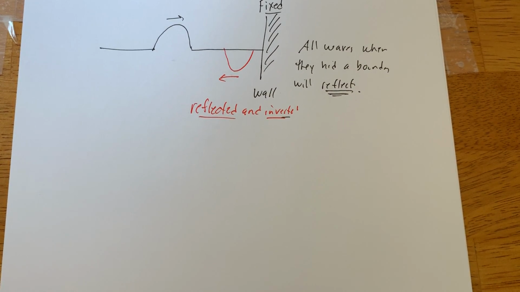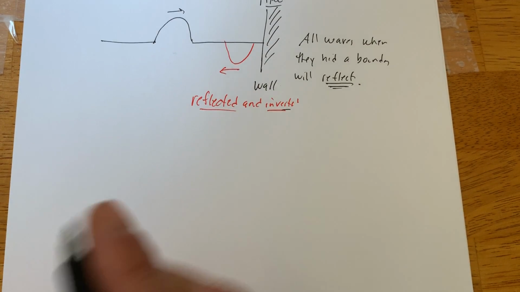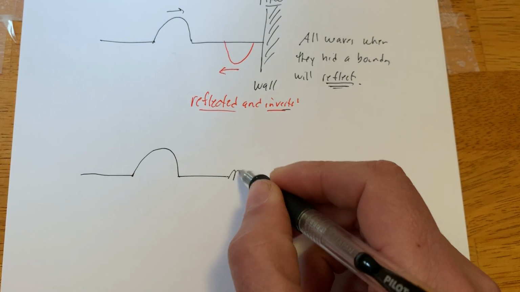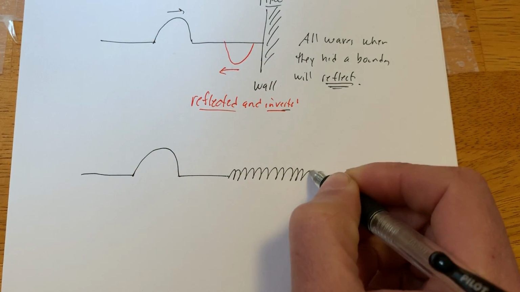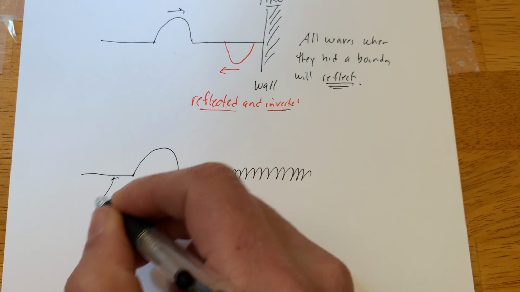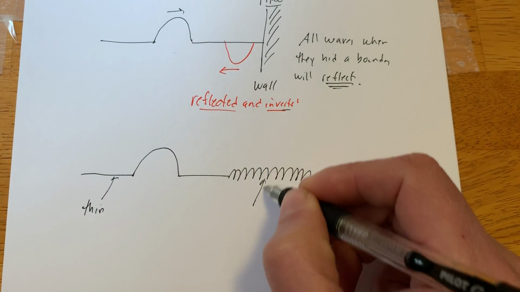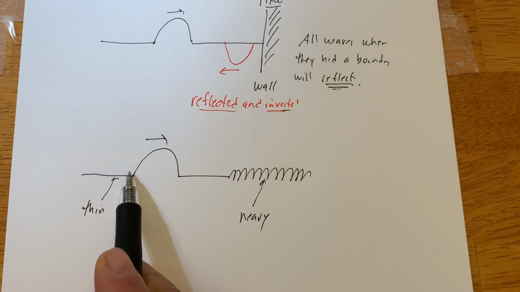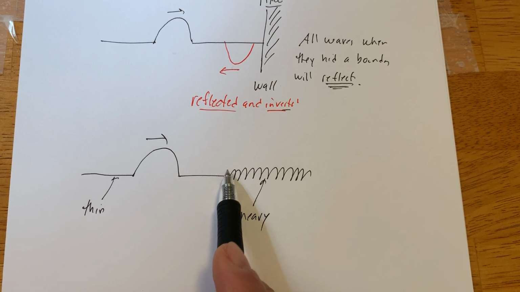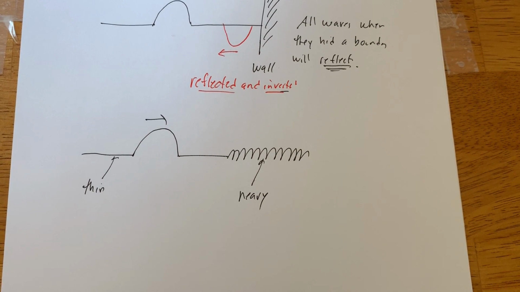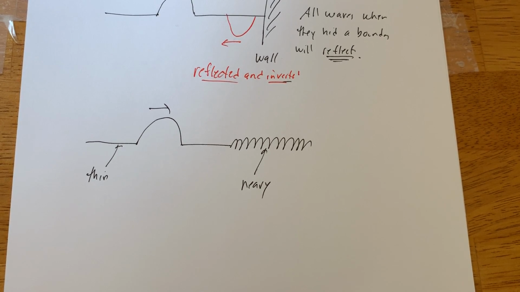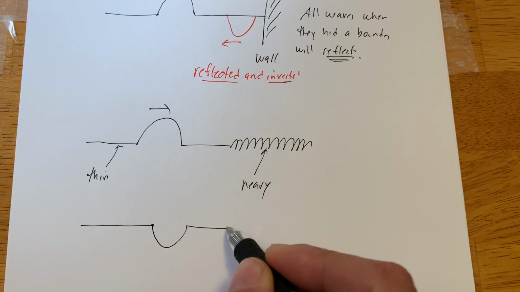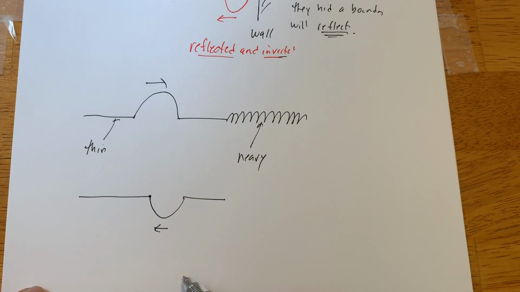All right, what else could happen? So this is a fixed boundary. I could take another string and tie it to, I'm going to call this a heavy string. So let's say that this is thin, and let's say that this is heavy. I send this wave pulse down the string. It's going to hit this boundary. Well, what's going to happen? If you say some of it's going to get reflected, you are right. So let's draw the wave. This part is reflected.